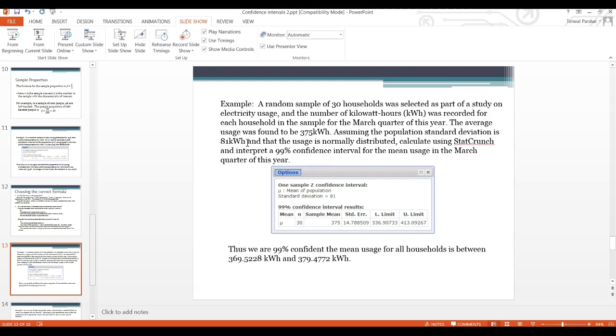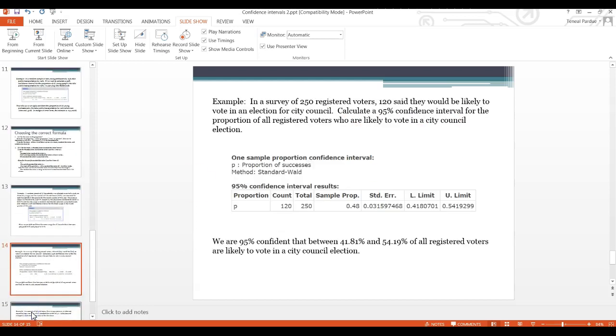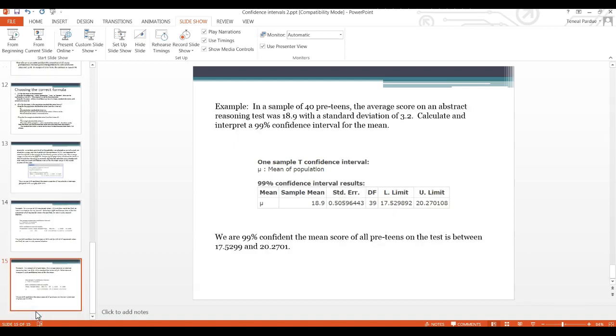So I'm going to leave this for you to try. But the important part here that we're focusing on right now is that this is a z confidence interval for the mean because the population standard deviation is given in the problem. This one says calculate a 95% confidence interval for the proportion. So right there, that tells you it's got to be for the proportion. There's really nothing more to say about that one.